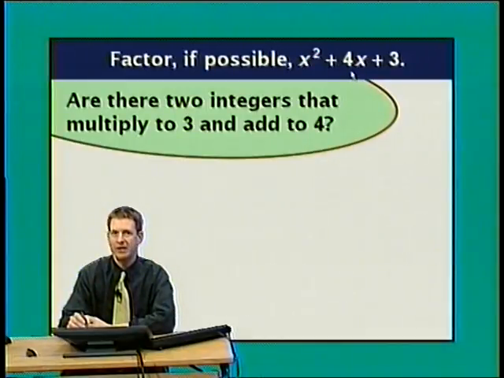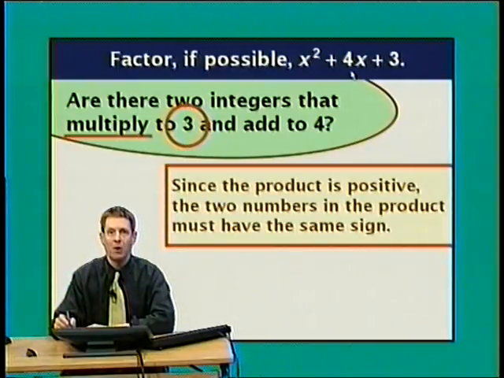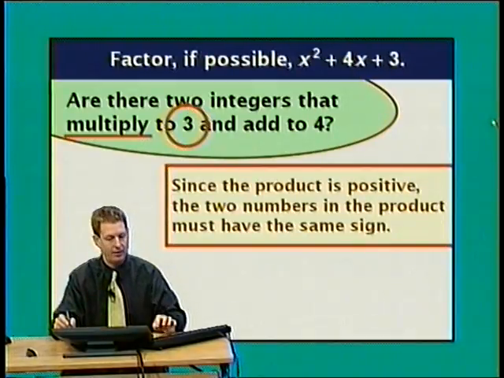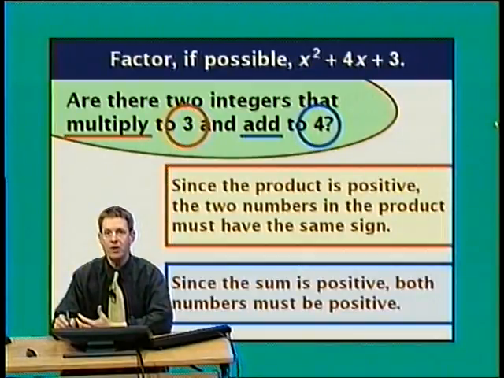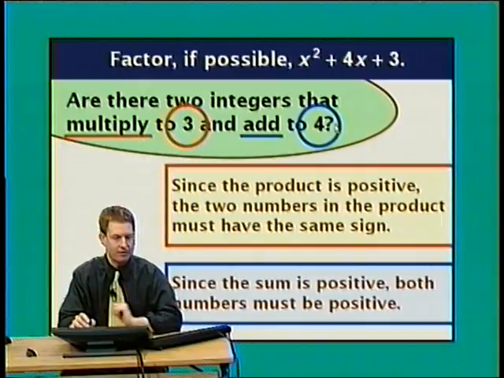Well, let's narrow our choice down a little bit. Since we want the two integers to multiply to a positive number, the two integers in the product must have the same sign. If you multiply two positives, you get a positive, and if you multiply two negatives, you get a positive. Furthermore, since the two numbers we're looking for need to add up to positive 4, the two numbers cannot possibly both be negative. It must be the case that they're both positive. So we're looking for two positive integers that multiply to 3 and add to 4.